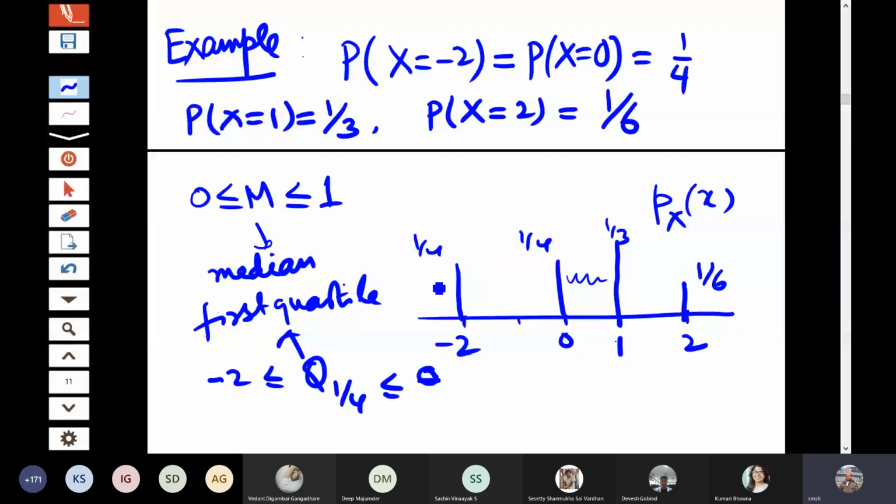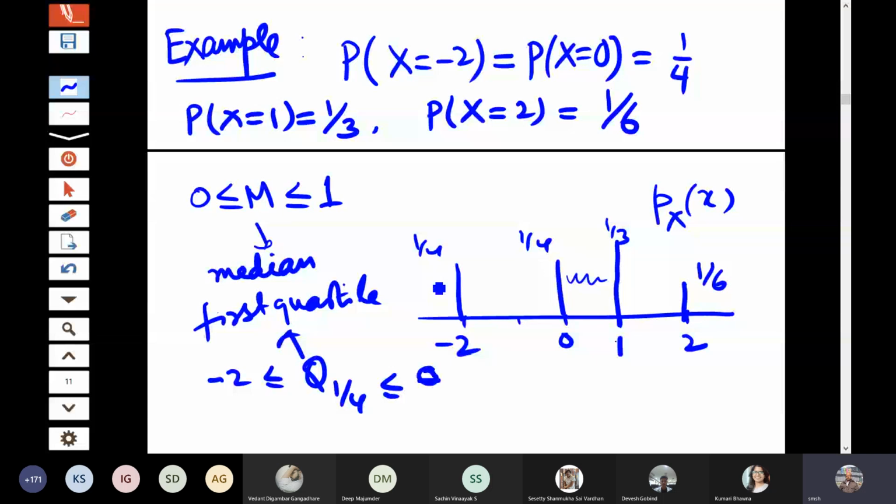So 0 is included. Similarly, if I look at x is equal to 1, then probability x greater than or equal to 1 is equal to half, and probability x less than or equal to 1 is greater than or equal to half. So the condition is satisfied here.